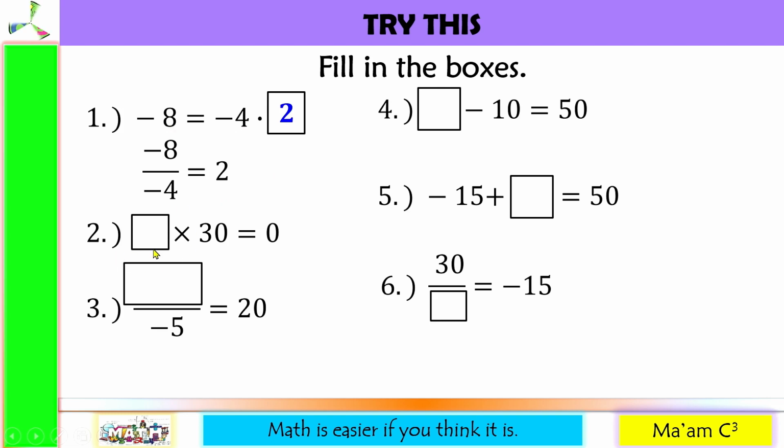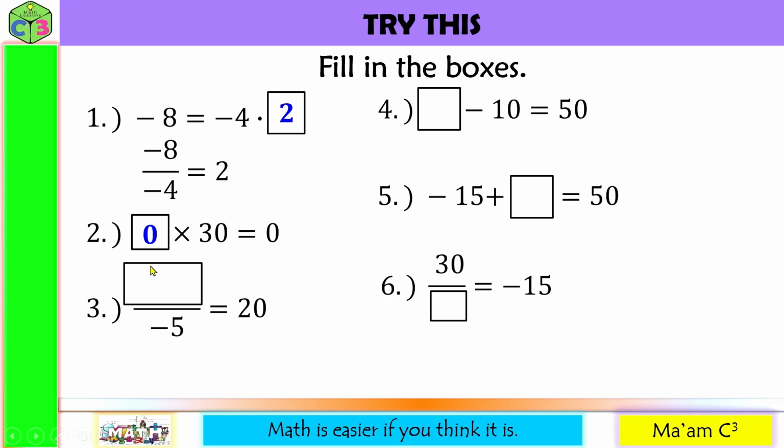Number 2, the box times 30 is equal to 0. Since any number multiplied by 0 is equal to 0, then the answer here is 0. By the way, 0 does not have a sign. It's neither positive nor negative. 0 times 30 is equal to 0. This is correct. Number 3, the box divided by negative 5 is equal to 20.